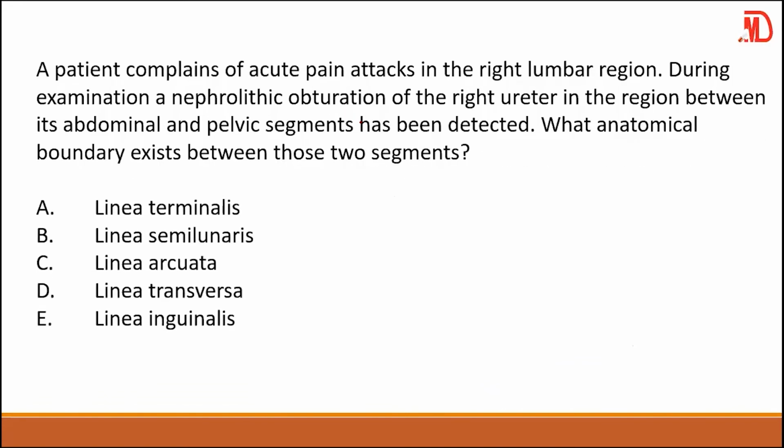A patient complains of acute pain attacks in the right lumbar region. If I were you, I'll just put my hands at the lumbar region. During examination, a nephrolytic obturation of the right ureter in the region between the abdomen and the pelvic segment has been detected. Now, when I say nephrolytic, it means stones, isn't it? Stones in the kidney. And these stones are blocking the ureter.